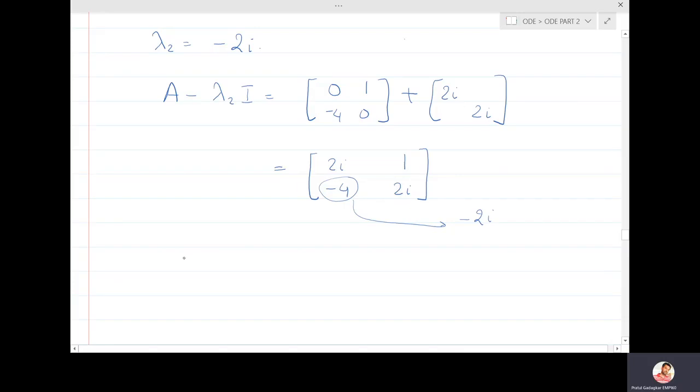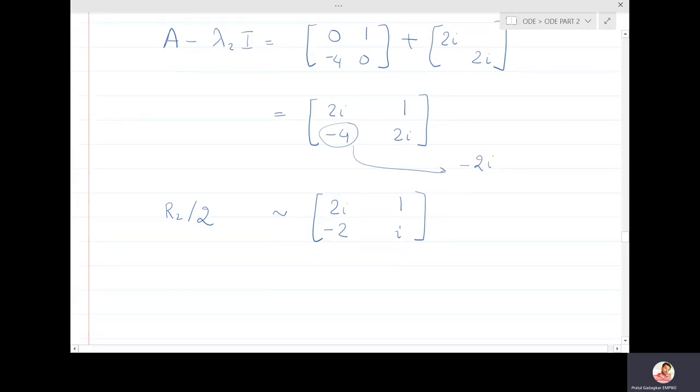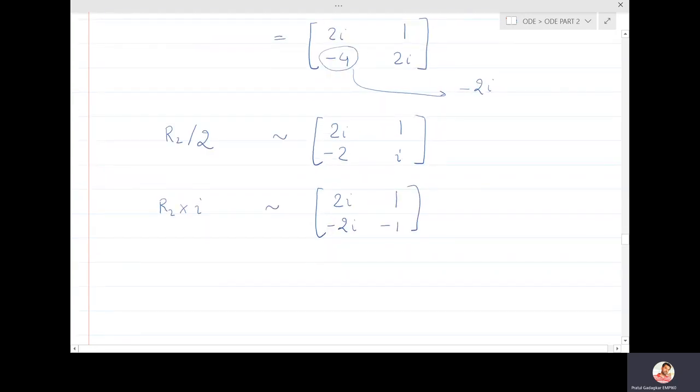So what will I do first? I will first divide the second row by just 2. I will not divide it by minus 2 because I don't want to lose that minus sign. So this will be minus 2 and this will be just i. Okay, and now I just multiply the second row by i. So when I multiply it by i, this will be 2i, 1, minus 2i, and i square is minus 1. Automatically the second entry has adjusted, and therefore R2 will be replaced by R2 plus R1, and what will I get? This will become equivalent to 2i, 1, 0, 0.